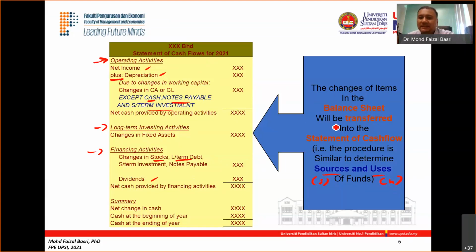So for balance sheets, for all sources, our action will be plus. We will plus all the items for sources. Whereas for uses, we will minus the items.